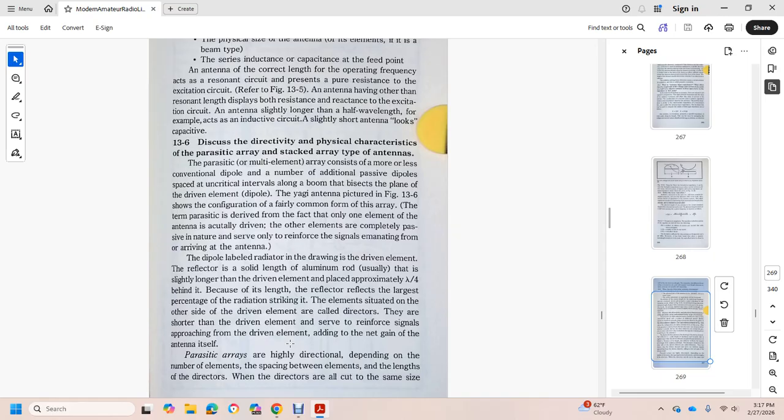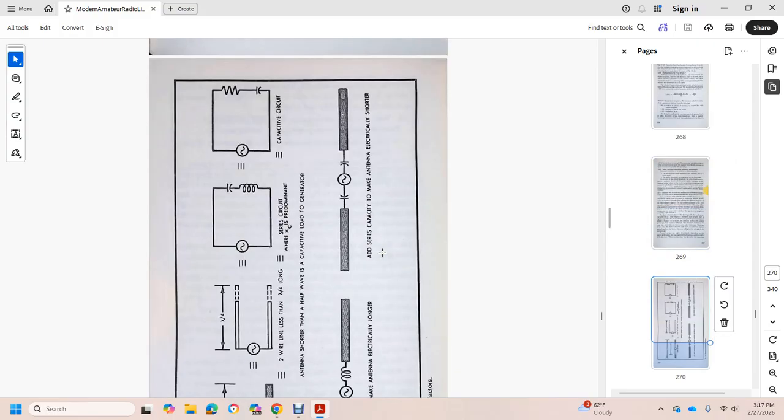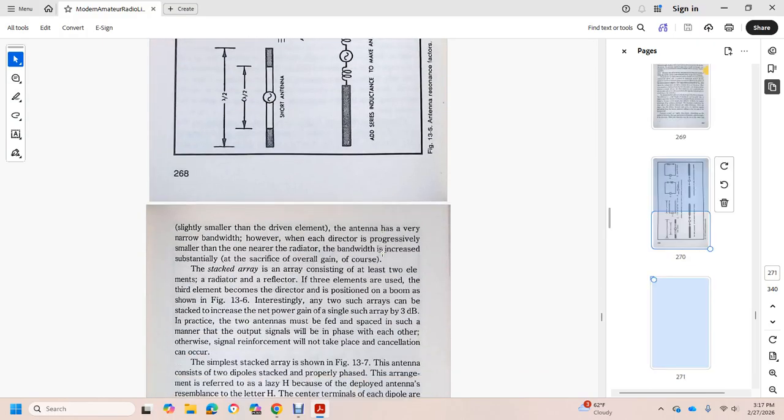The net gain over the antenna itself makes the parasitic array highly directive, depending on the number of elements, the spacing between the elements, and the length of the directors. The directors are all cut to the same size, slightly smaller than the driven element. The antennas have very narrow bandwidth; each director is progressively smaller, the one nearest the radiator being the largest. The bandwidth can increase substantially, with the sacrifice of overall gain of course.